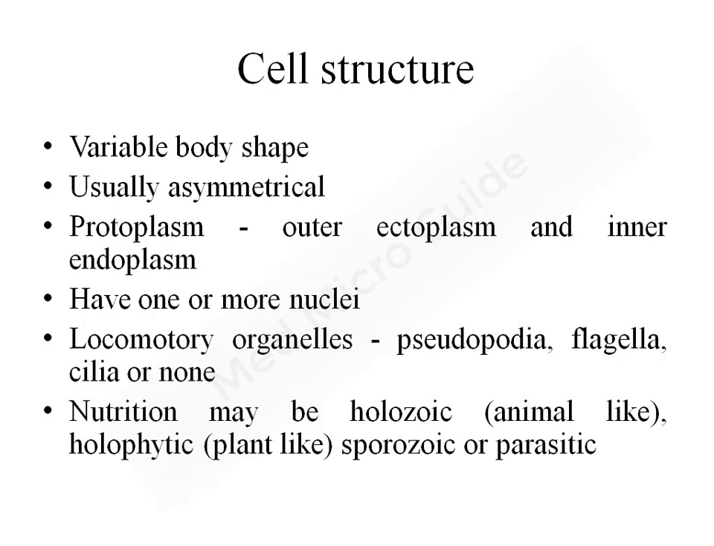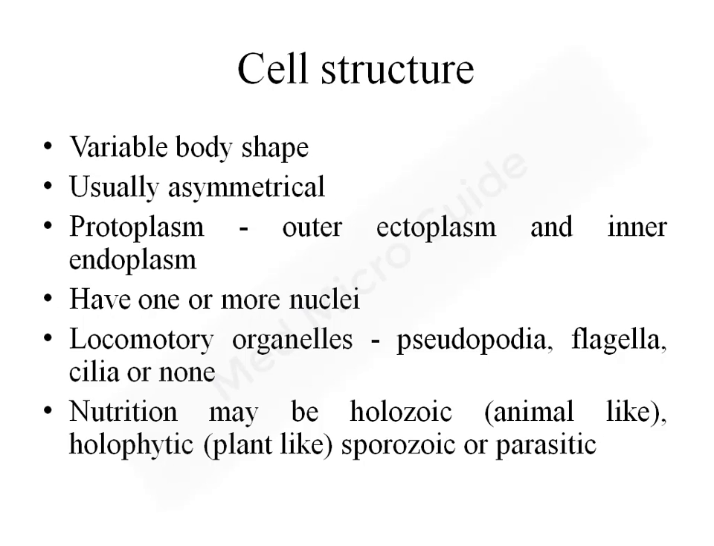Protozoans, as we all know, are unicellular organisms. They have a variable body shape. Usually they are asymmetrical, but some parasites like Giardia are bilaterally symmetrical. The protoplasm is differentiated into an outer ectoplasm and inner endoplasm. They have a nucleus with one or more nuclei. The locomotory organelles are either pseudopodia, flagella, cilia, or they may not have any locomotory organs.